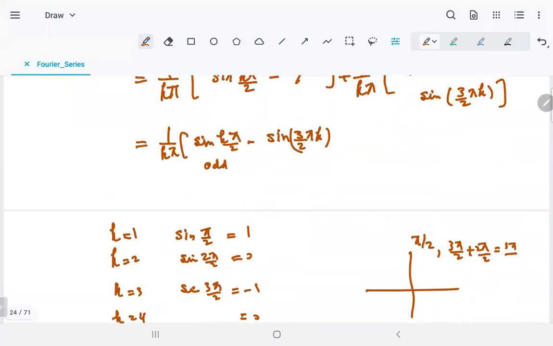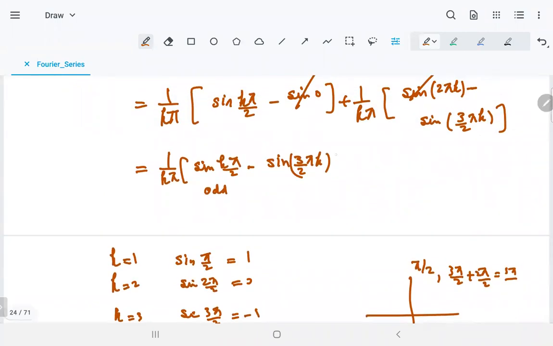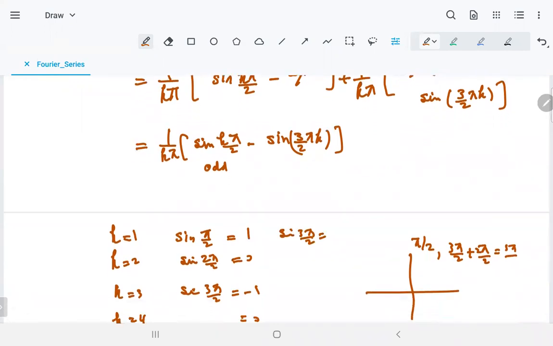Just next to this one, when I have k equal 1, so you have 3 pi over 2. Sine 3 pi over 2. What's sine 3 pi over 2? I have -1, right? Minus. Yes, go ahead. Yeah, I'll subtract. I'm saying only this term will be -1. But we subtract, so it's like adding, all right, yeah.